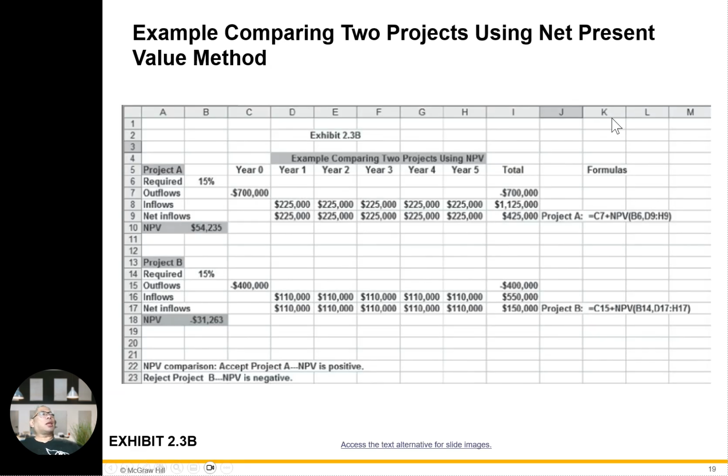So we look at this project based on the Excel here, given to you, project A versus project B. Project A gives you an NPV of 54,235, using the same kind of method as the previous one, okay? Project B gives you an NPV of 31 to 60. So using an NPV comparison, A is more likely to be positive while B is rejected because of the negativity.